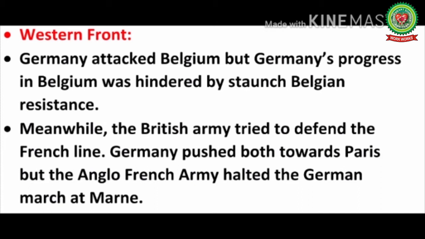Meanwhile, the British army tried to defend the French line. Germany pushed both towards Paris. That means Germany, in the initial stages of the First World War, defeated Britain and France, but then the Anglo-French army, the joint army of England and France, halted the German march at Marne. Marne was a river, and around it the first historical battle in the First World War was fought. So this was the Battle of Marne.